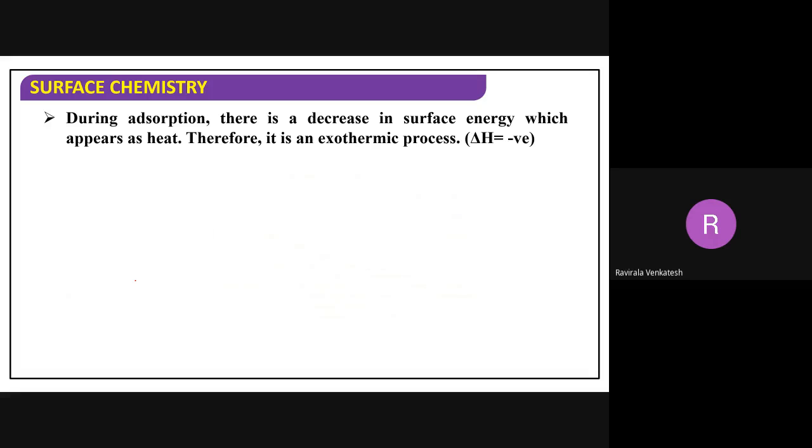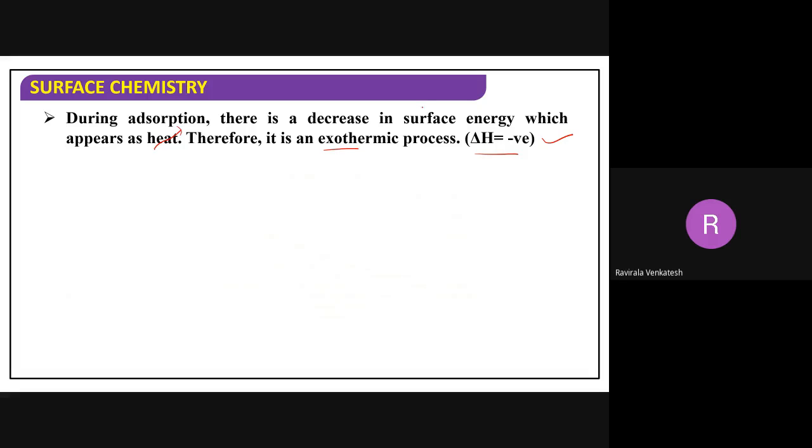During adsorption, what happened? There is a decrease in the surface energy which appears as heat, therefore it is an exothermic process. Whenever adsorption is taking place, definitely the surface energy decreases, and whatever the decrease in the surface energy is, it will appear as heat. So releasing of heat is definitely called exothermic, and delta H is negative. All adsorption processes will be exothermic processes only.